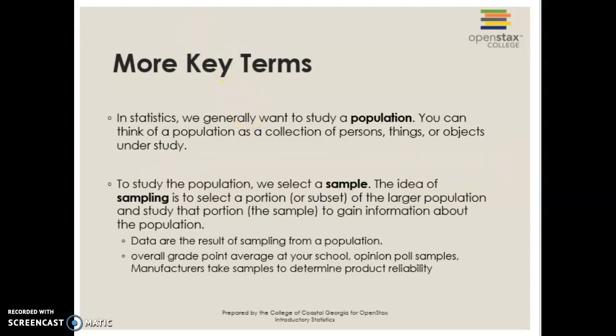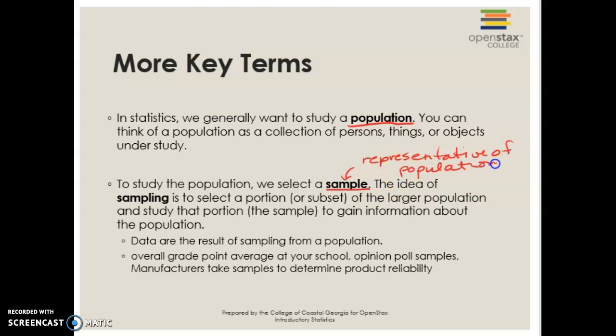In statistics, we generally want to study a population. Now, the population is all the possibilities. That's everything. Population is a collection of persons, things, or objects under study. To study the population, you get a sample of it. The idea of sampling is to select a portion of the larger population and study that portion to gain information about the population. So you really have to make sure that your sample is representative of the population you want to study.